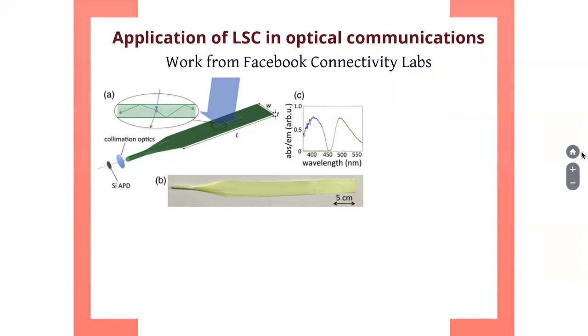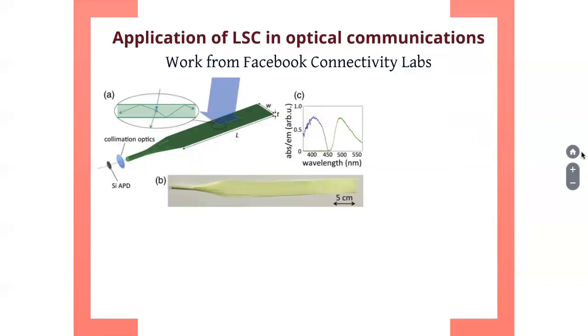So what are you trying to do? You're trying to collect light from a faraway source, and it can come from any direction. You ideally want to collect it from any direction because you can have a transmitter from here, transmitter from here, wherever. So you want an omnidirectional collector. Okay, this is where the concentrator comes in.